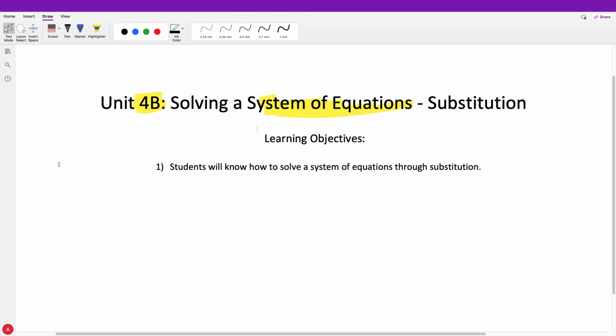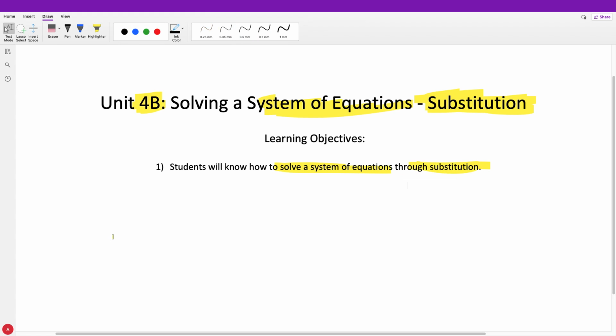So without needing to graph, we can figure out which points will satisfy both equations that we're given. The method we're going to learn in this video is substitution. You already know how to substitute, and we're going to go through a problem in the beginning of this video just to refresh our memory on substitution, and then we're going to learn how we can solve a system of equations through substitution.